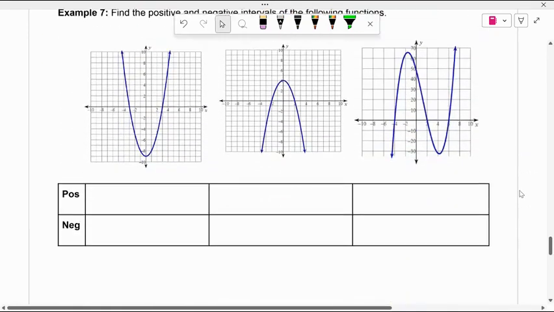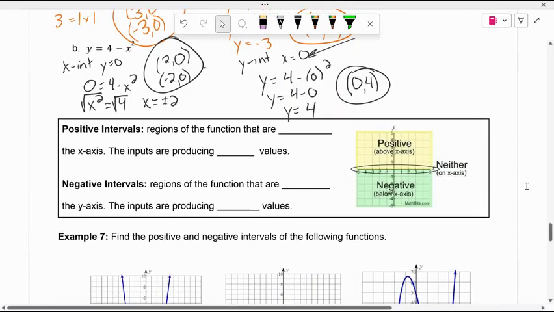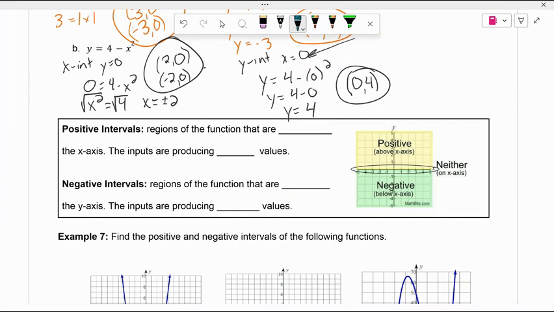All right. And really the last new thing that we're going to talk about, well, a couple things, is our positive and negative intervals. We kind of talked about them already, but we're going to get into them a little bit more. So regions of the function that are positive, oops, nope, that's not what we're asking, that are above the x-axis, the inputs are producing positive y values. It's just above the x-axis up here.